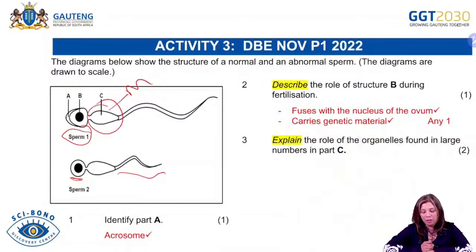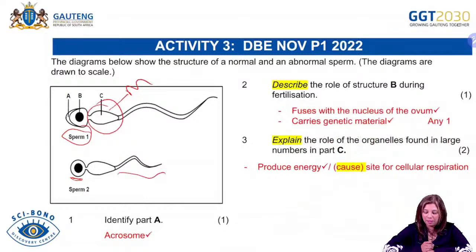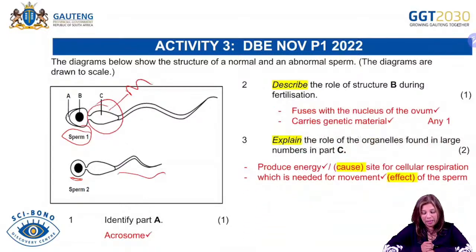So now we need to look at what we're going to include. It produces energy, and the cause of that is because it's a site for cellular respiration. The effect is that it is needed for movement. So what is the cause? It is a site for cellular respiration. It produces energy, and the effect: because it produces energy, the energy is going to allow for locomotion, which is the movement of the sperm.